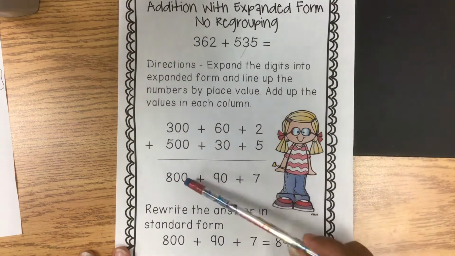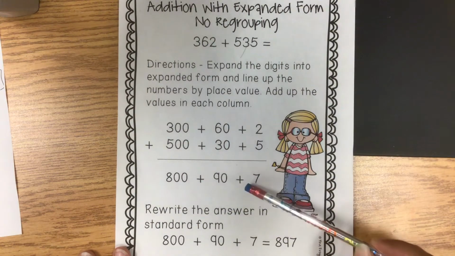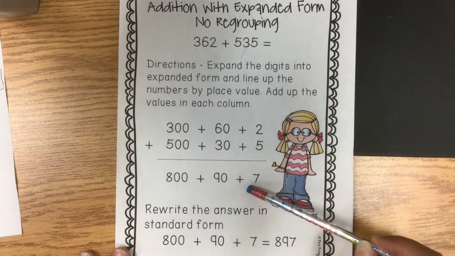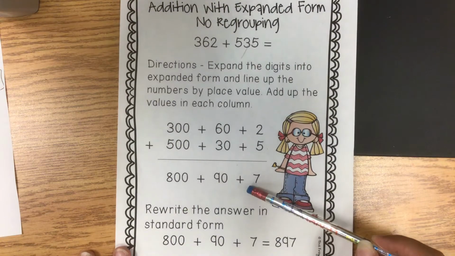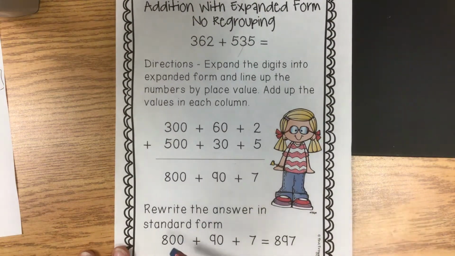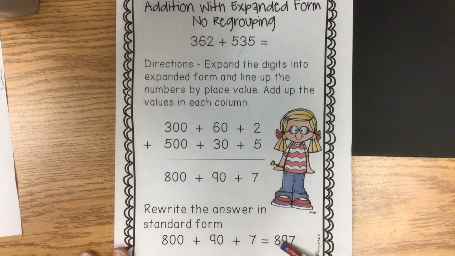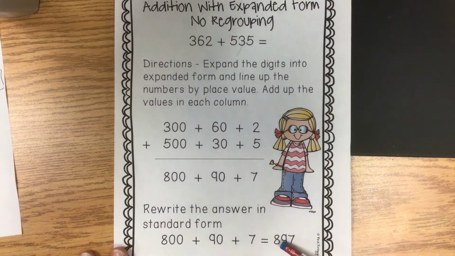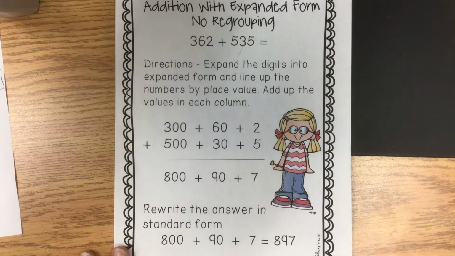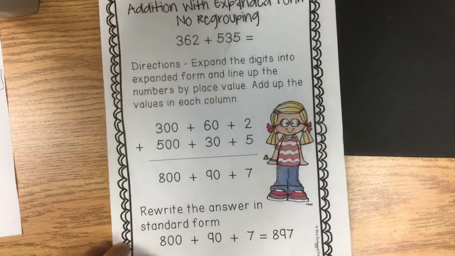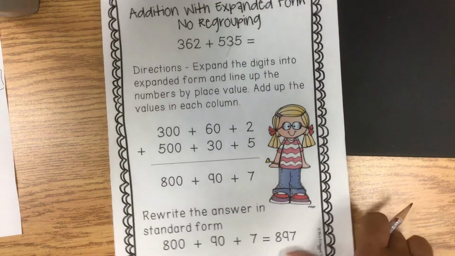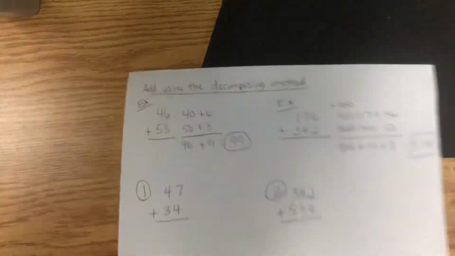So our answer is 800 plus 90 plus 7, but that's expanded form, and we like to have our answers in standard form. If you change 800 plus 90 plus 7 to standard form, you have the number 897. And that's just one example. So let's look at a couple of other examples here.